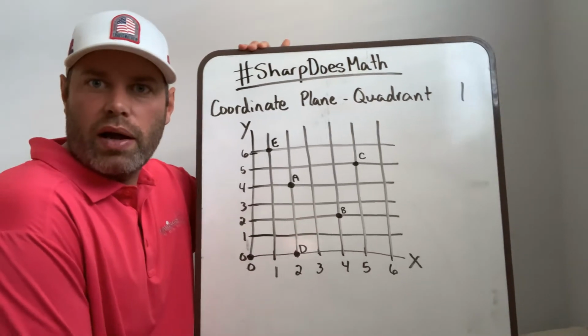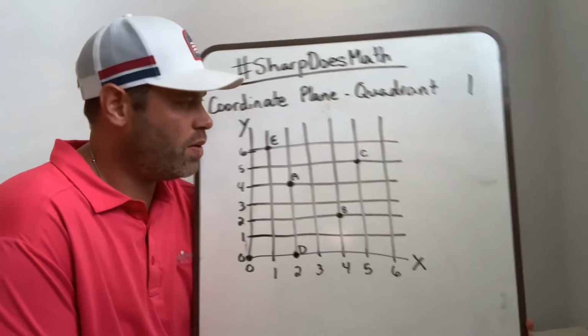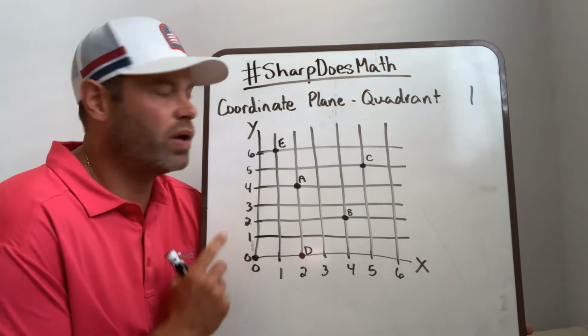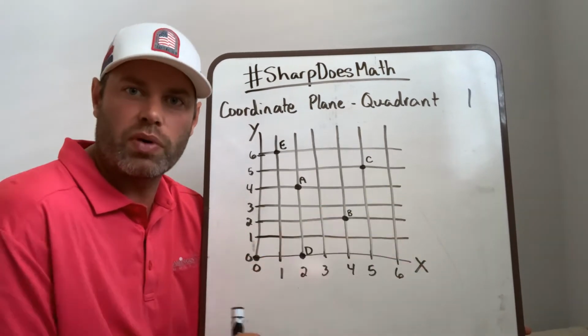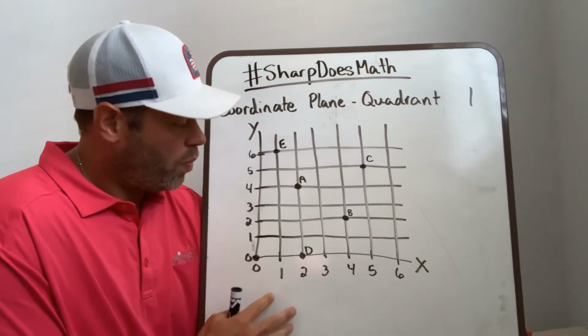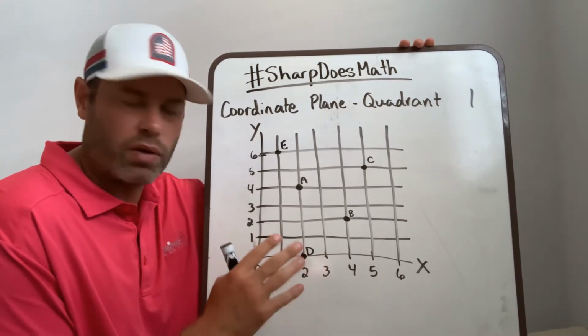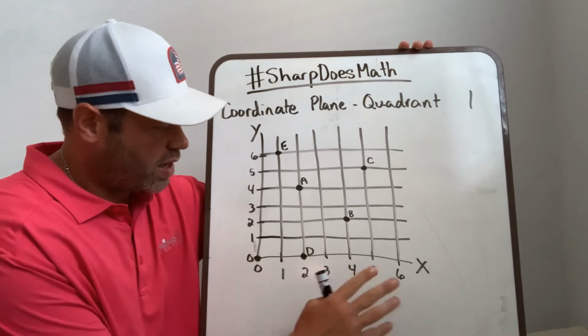We're going to talk about coordinate planes, and today we're just going to talk about quadrant 1. You're going to see what that means as the videos progress. But when we look at a coordinate plane, it's kind of like a grid. Some people call it a coordinate grid. And it looks like this.